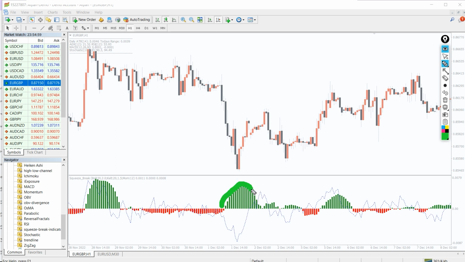When the histogram changes color to green and the blue line is below zero, it is a sell signal. Hold the position as long as the blue line is below zero and the histogram is green. It is not forbidden to close the position when signs of trend weakening are received.